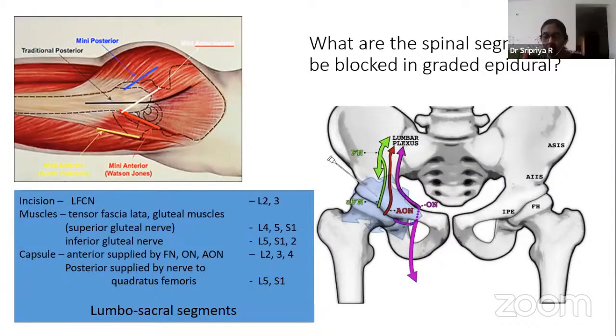This will rule out what? What do you want to identify? Intravascular or intrathecal placement of catheter. How will you identify the intravascular placement, since this patient is on beta blockers, we can't see heart rate rise. No, what is the drug you said? You said lignocaine with adrenaline. Okay. So how much adrenaline? 5 mics per ml.